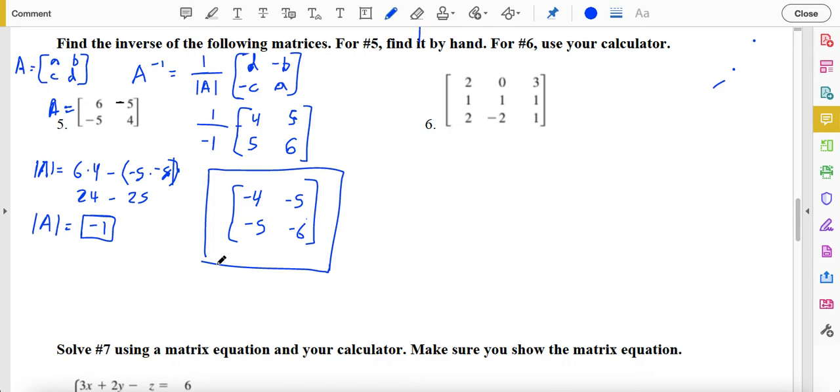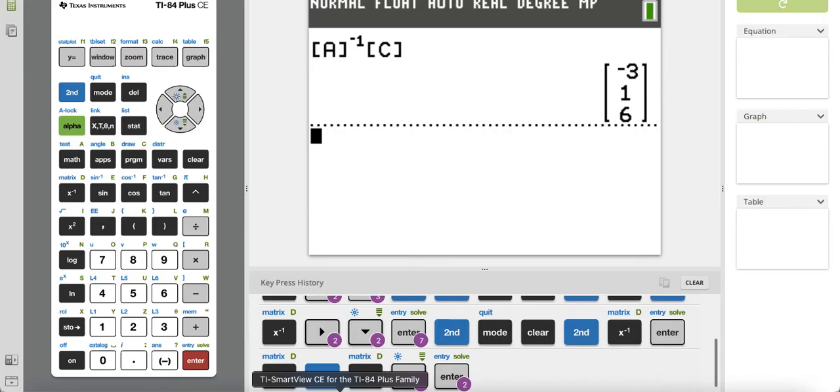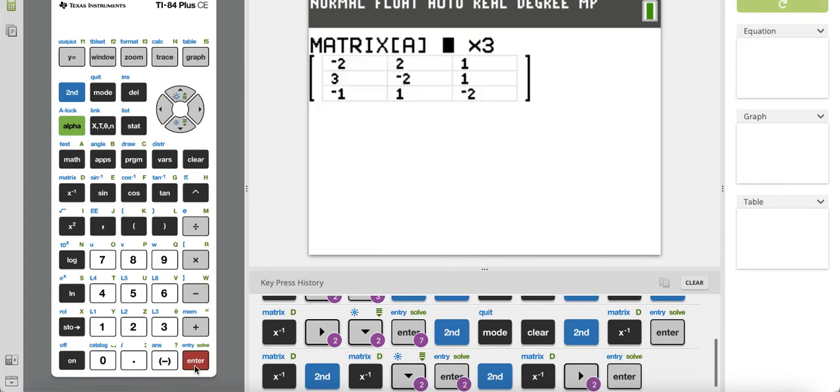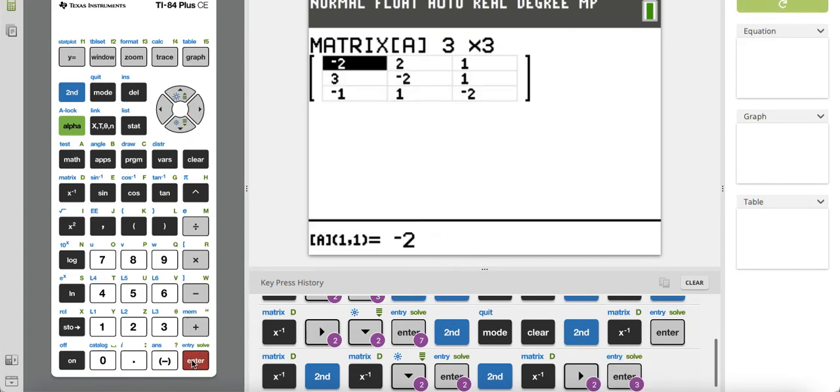Okay, for number 6, we use our calculator. So we're going to enter this matrix into our calculator, and we are going to use the calculator to find the inverse. So let's get it. So we go to second matrix. We enter this into our calculator. We're going to edit. It's already a 3 by 3, which is what we want.